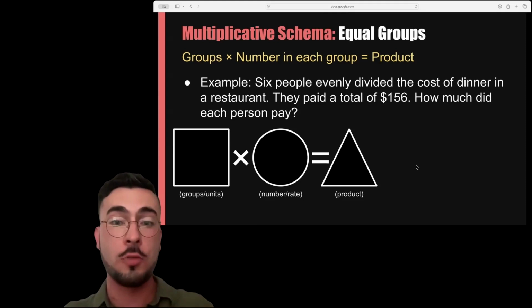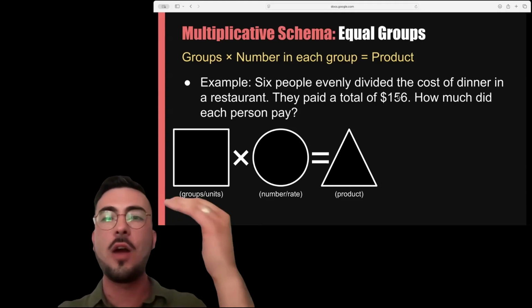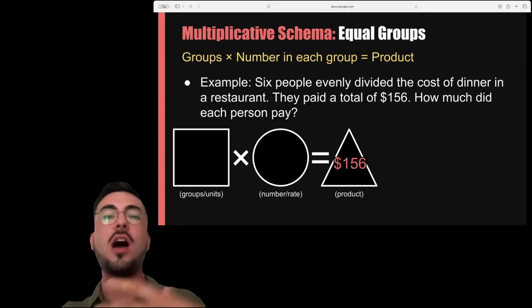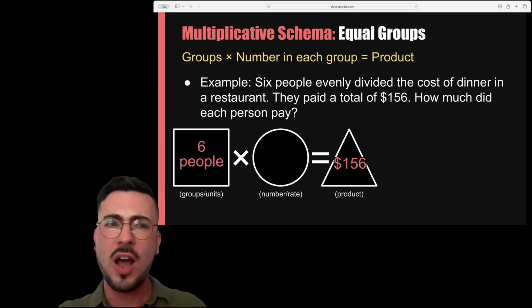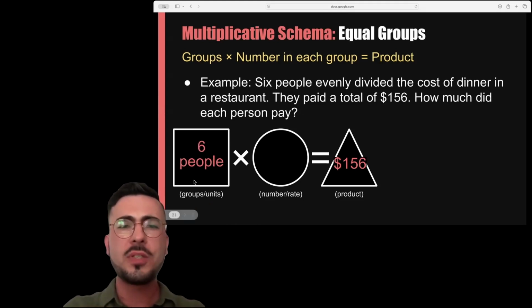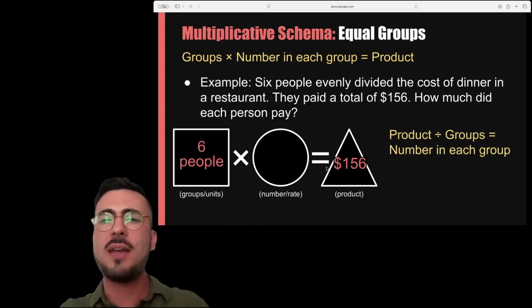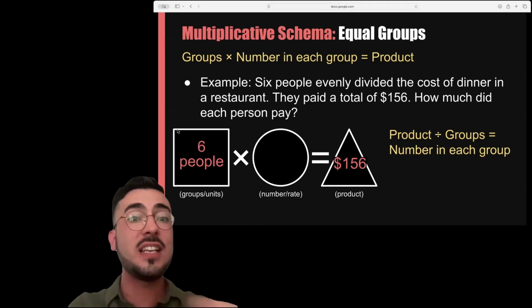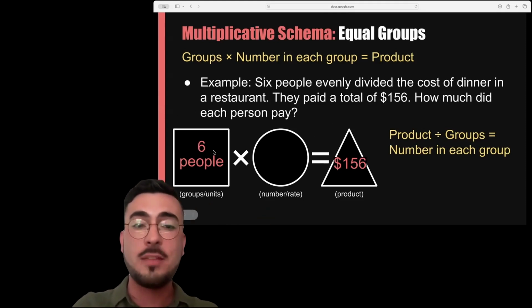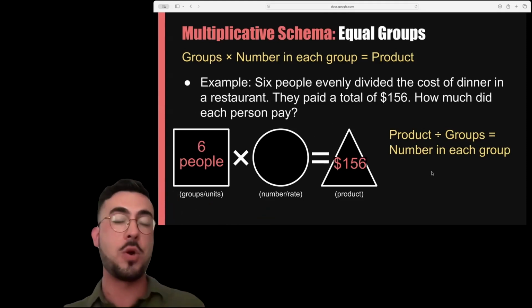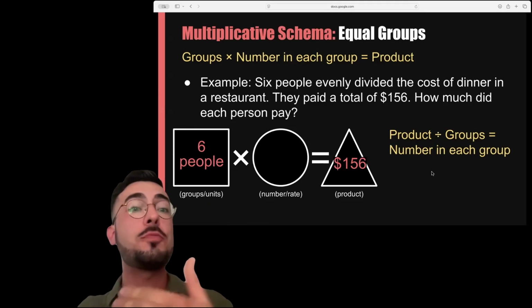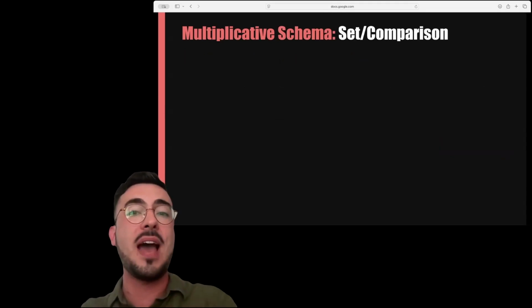And they've got to do the hard part. This is the part they struggle with, figuring out where do these numbers go? Okay, 156 is my total. That's going to be my product. 6 people is my groups. And then I can say, okay, product, I'm going from right to left. So 156 divided by 6 will give me my number in each group, or my amount of money that each person is paying, and they can do that math.